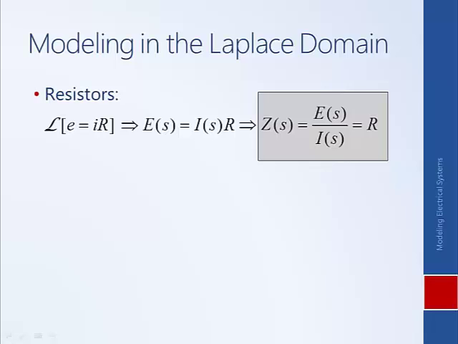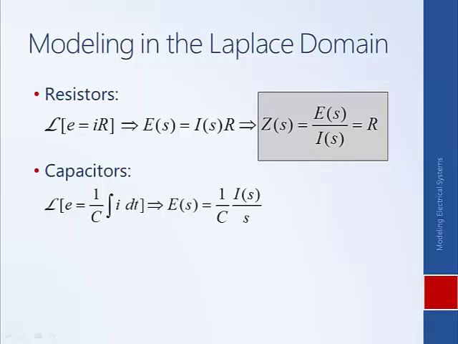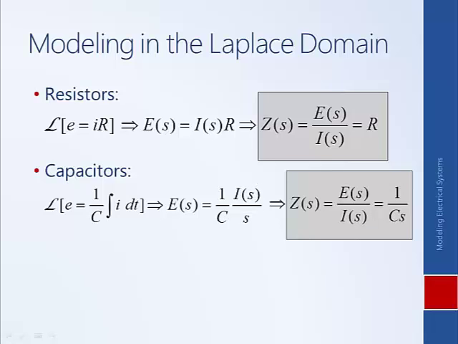Now we will do the same thing for capacitors. Recalling the relationship between voltage across a capacitor and current through a capacitor, we have this integral-based relationship. Recall our Laplace transform property that states that integration in the time domain becomes division by S in the Laplace domain. Therefore, we have this expression: E of S equals 1 over C times I of S over S. Again, to get the impedance, we need to divide through by I of S. And then we get that the complex impedance of a capacitor is equal to 1 over C times S.